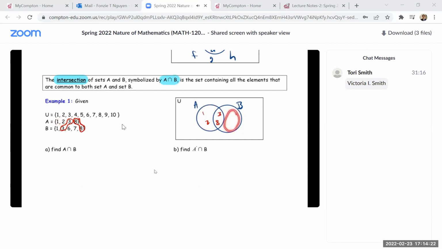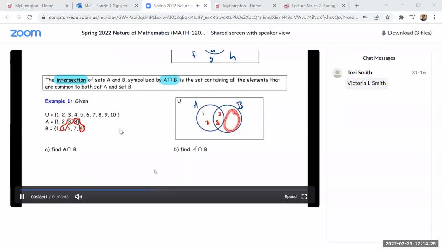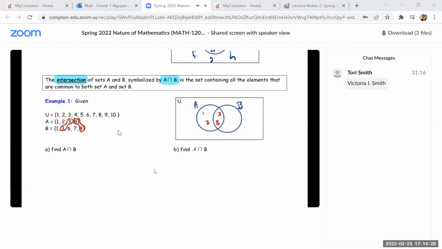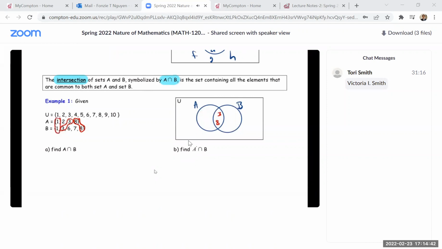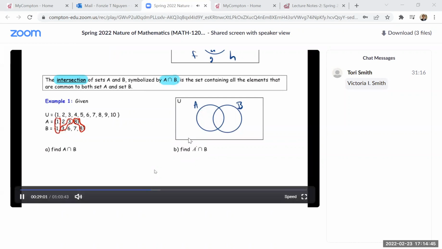And then what should I put in this region? 1, 6, 7. Oh wait, I think we missed one. Actually, did anybody see a mistake? Yeah, we missed that one. So it should have been 1, 3, and 8. And then in this region, just the 2, right? And in this region, 6 and 7. All right, so now we got it.